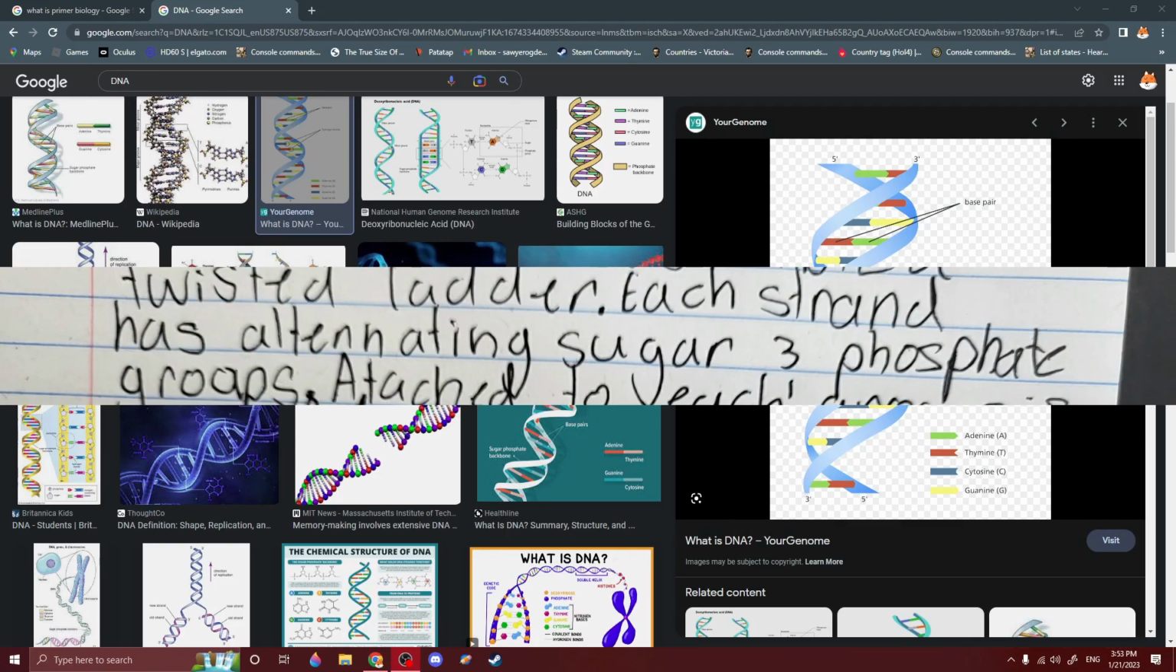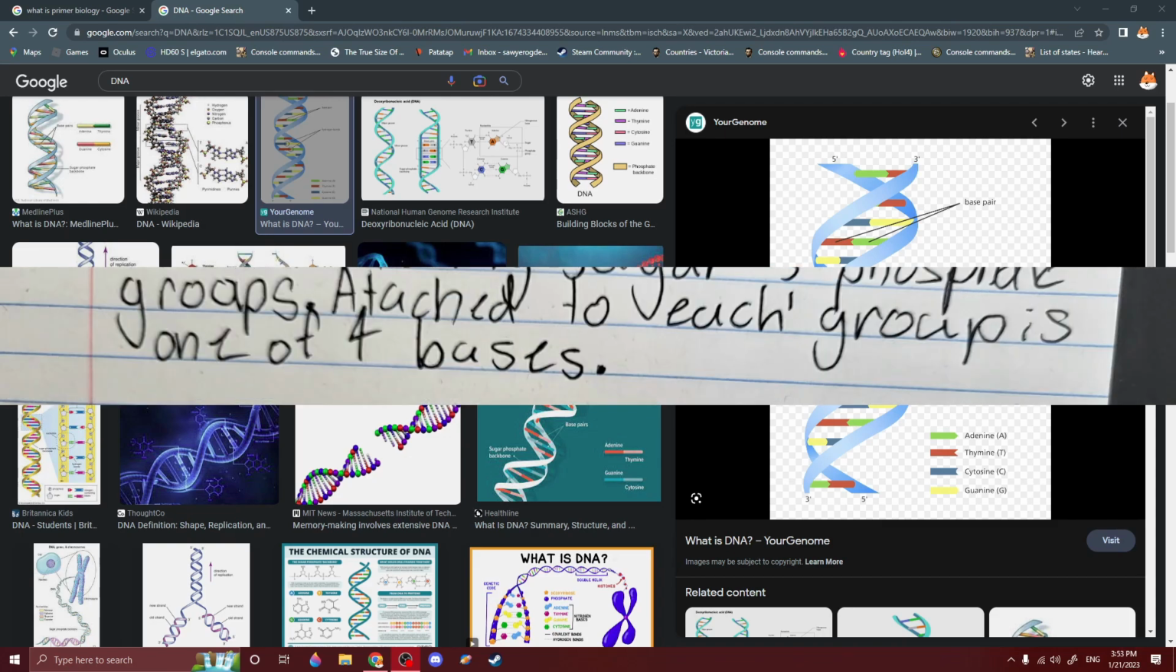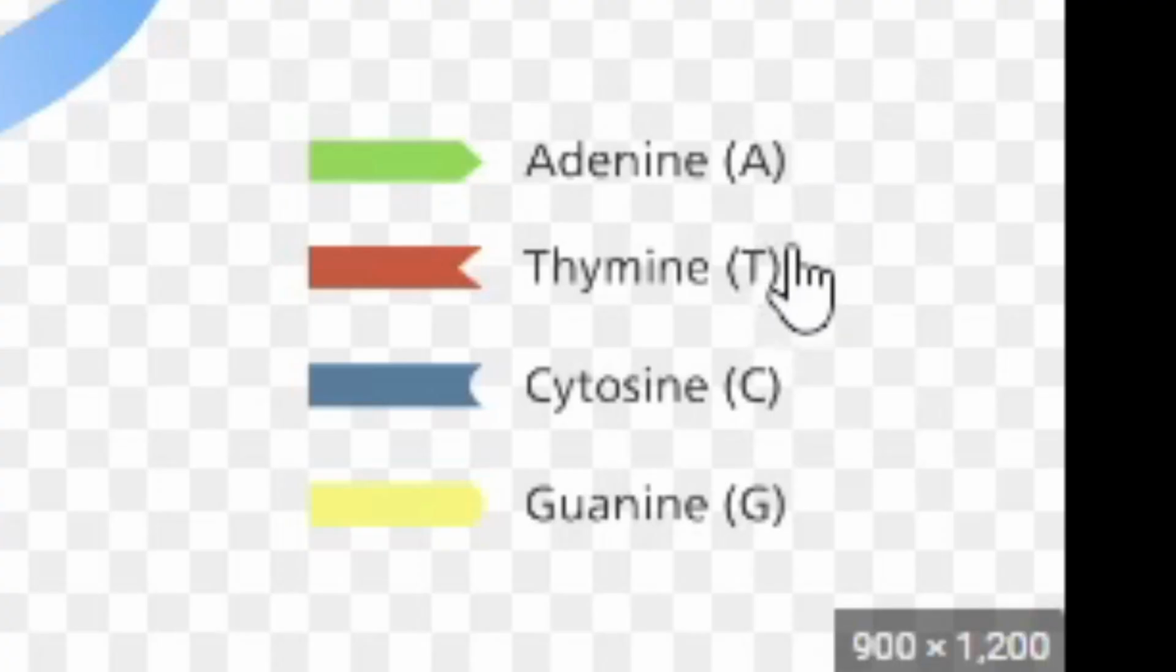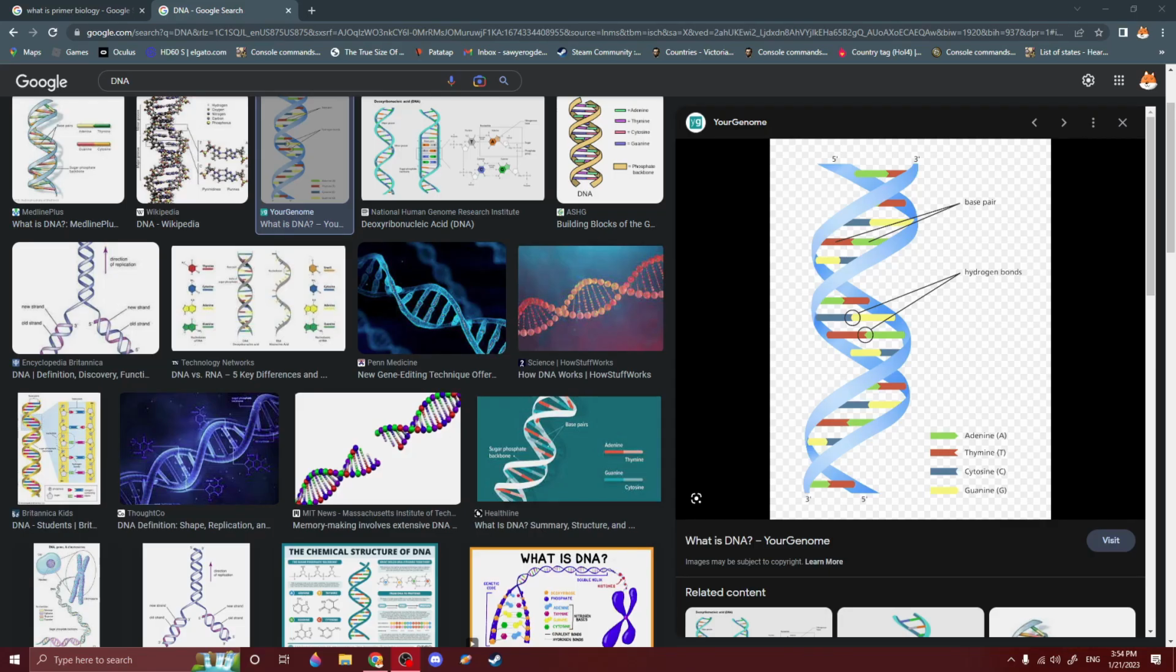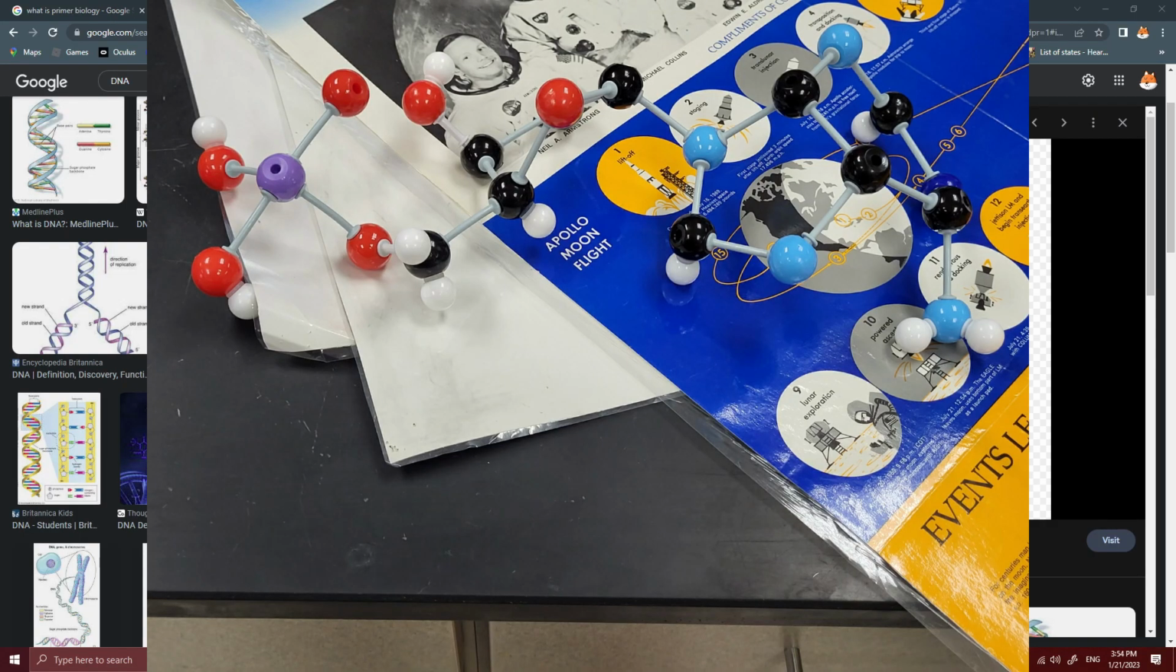Each strand has alternating sugar and phosphate groups, each attached to each other, and also attached to each group is one of four bases, aka A, T, C, G. Over here, there's a molecule. I'll show you where it is, right there. That's a nucleotide. That's what makes up DNA, RNA, and that stuff.